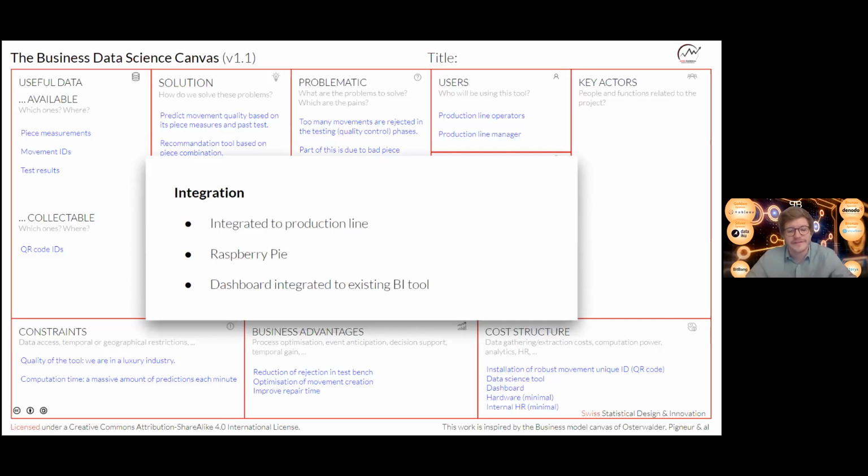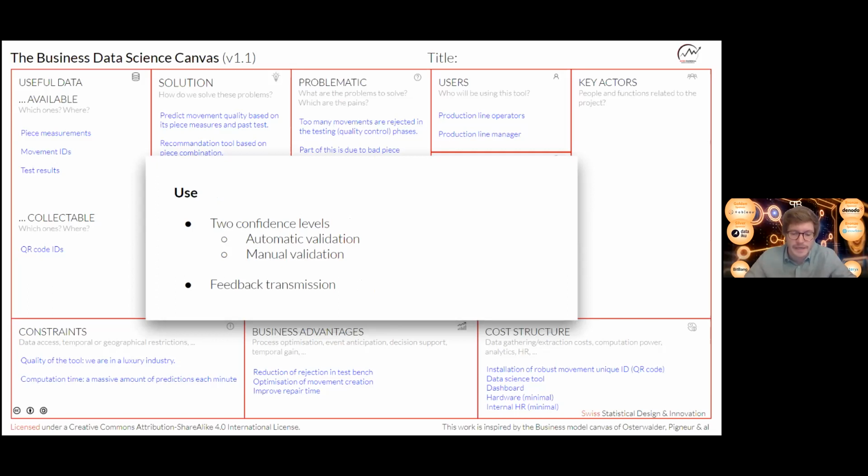Then we have the integration, and the integration is we follow the wish of the customer to put it directly in the production line. We can put it in the Raspberry Pi. It wasn't something really heavy, it was quite lightweight. And then we are integrating the dashboard with an existing BI tool. So we usually suggest to use the existing infrastructure, but sometimes depending on the policy of the company, it's easier to build an ad hoc infrastructure. So that could be a solution also.